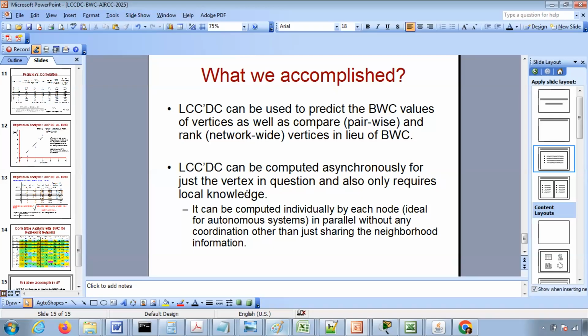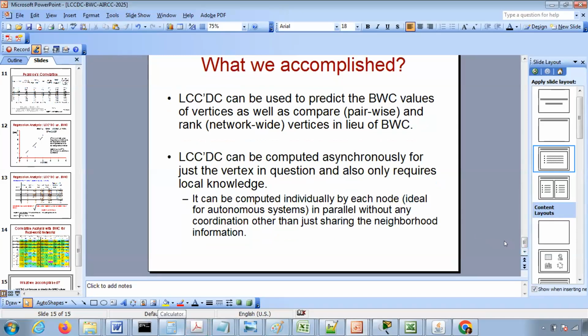And it can be computed in parallel if there are facilities to do parallel computation, which is ideal for autonomous systems. And it requires only global knowledge. So from all different perspectives, it is turning out to be a good metric and an alternate for the computationally heavy betweenness centrality. So that's our contribution to this research.